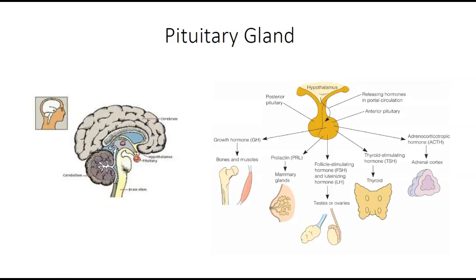Let's talk about the pituitary gland. The pituitary gland is an endocrine gland that is suspended beneath the brain. This is the pituitary gland, and it supplies numerous hormones. It has several functions, and it is vital in controlling many functions and processes in our bodies. The pituitary gland is so important because it controls several functions.